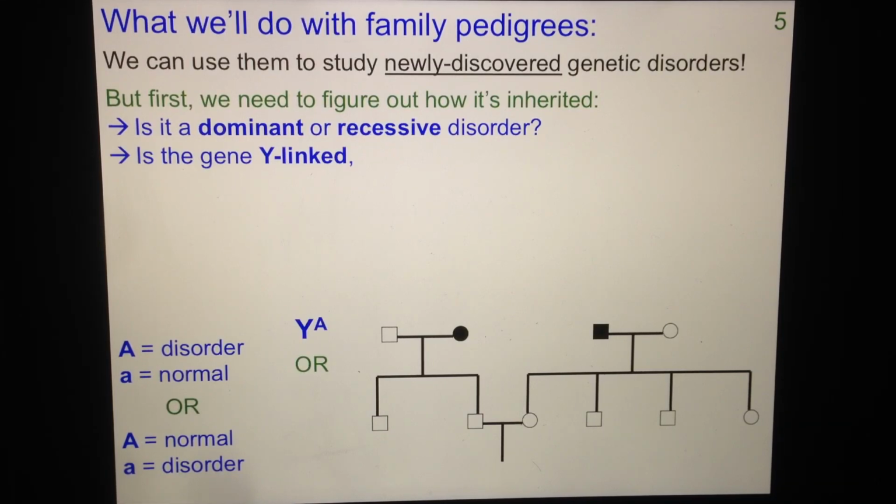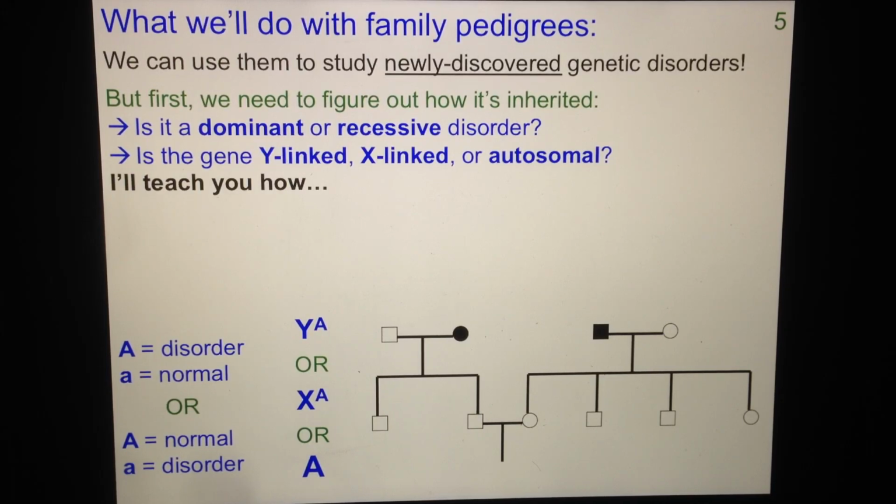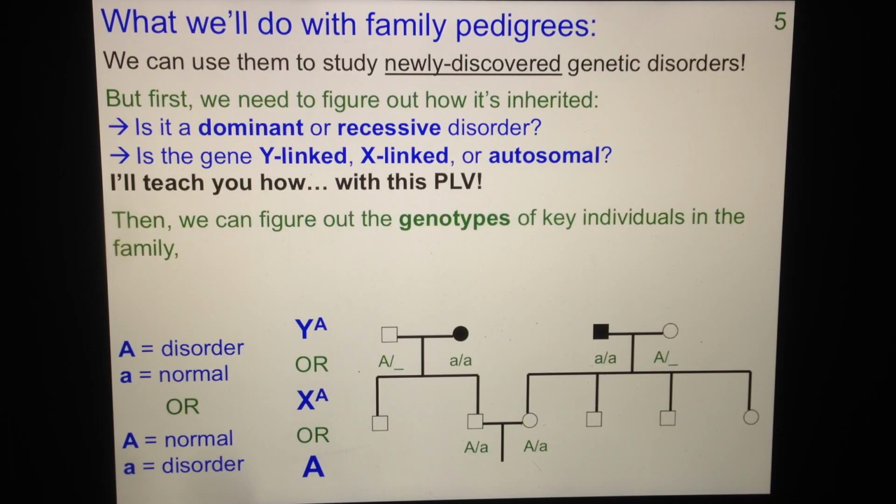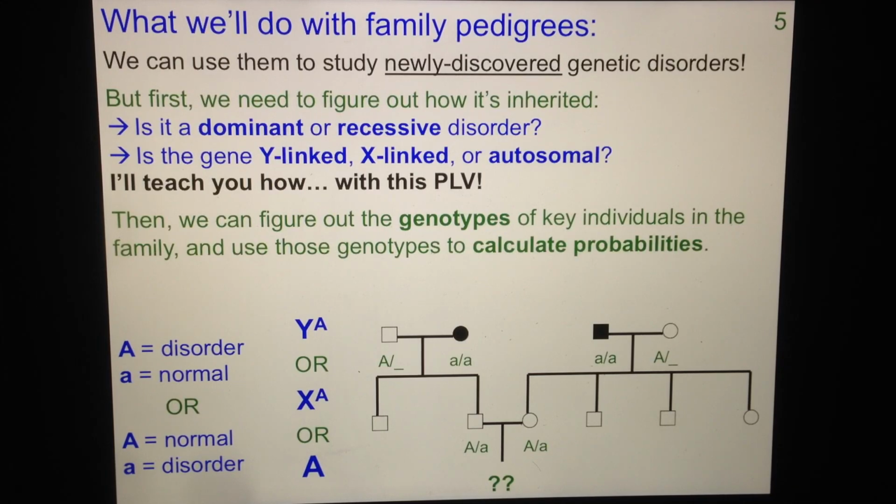We also have to find out if the gene is on the Y chromosome, on the X chromosome, or on an autosome. That's a very important thing too before we know how to fill out and use a pedigree. I'm going to teach you how to answer these questions in this video. Then afterwards, in our lectures, I'm going to show you how to use the pedigree once we know this information: how to fill out the genotypes of the important individuals in the family, and then use those genotypes to calculate the probability of something happening in the future, for example.